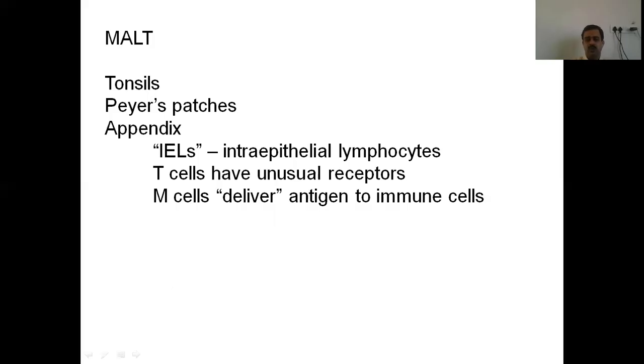What is MALT? Tonsils, Peyer's patches, appendix. These come under the category of MALT. So, intraepithelial lymphocytes: T cells have unusual receptors and M cells deliver antigen to the immune system. So all these MALT or GALT which are present are helpful for filtering the antigen from the bloodstream and presenting it to the particular immune system that is associated with the lymphoid organs.